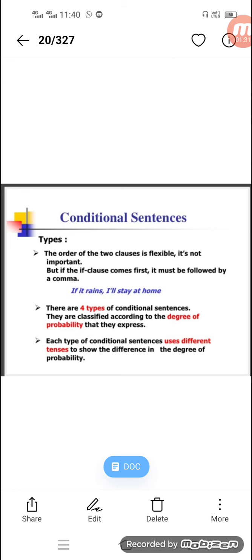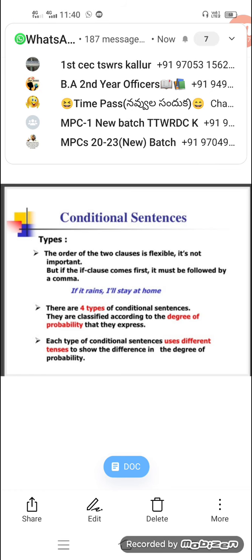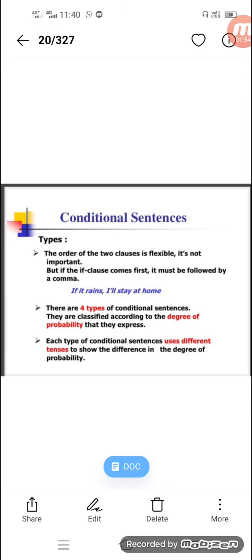Now let us see types of conditional sentences. The order of the two clauses is flexible, it is not important, but if the if clause comes first, it must be followed by a comma. For example, we can say I'll stay at home if it rains, or if it rains I'll stay at home, right?